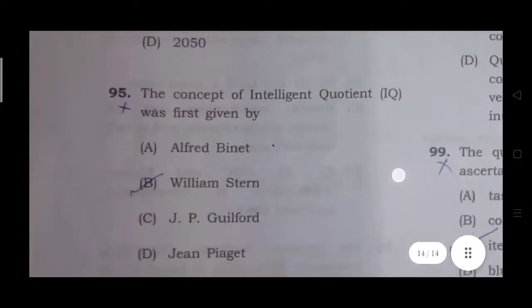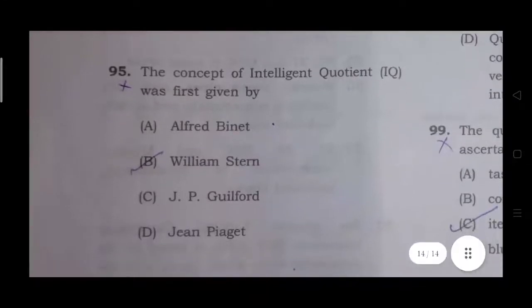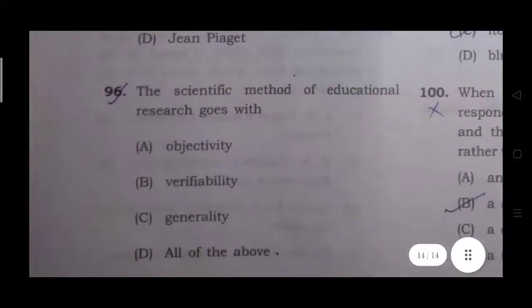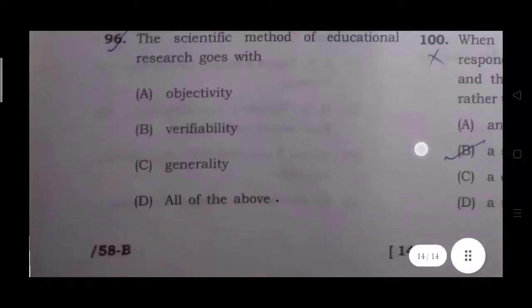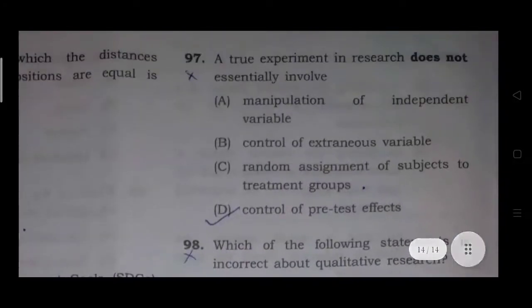Question number 95. The concept of intelligent quotient, who has given the intelligent quotient? That is William Stern. B is the correct answer. 96. The scientific method of educational research goes with, answer option D. The scientific method of educational research goes with objectivity, verifiability, generality. Option D is the correct answer. Next, 97. A true experiment in research does not essentially involve. In a true experiment, pre-test is not involved. So, option D is the correct answer, control of pre-test effects.